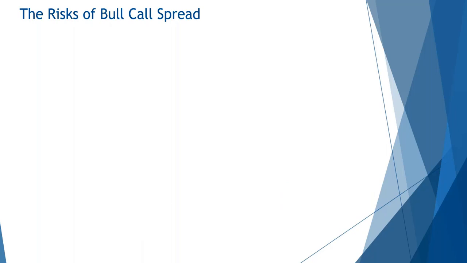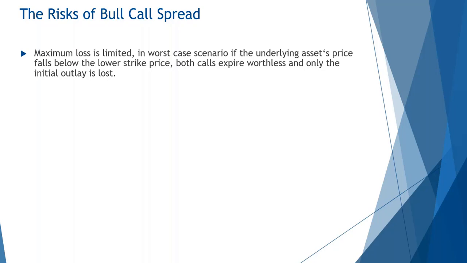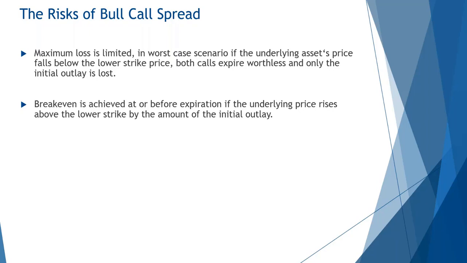What are some of the risks that we need to be aware of in a bull call spread? Well, the first risk is our maximum loss. And again, it's limited. In the worst case scenario, what could happen is, let's say the stock price does not go up, it actually goes down, and the stock now is below our lower strike at expiration, then both the calls would expire worthless, and we would only lose the net results of buying the one call and selling the other. Again, break even is achieved when, at expiration, we're above that initial strike and our investment.